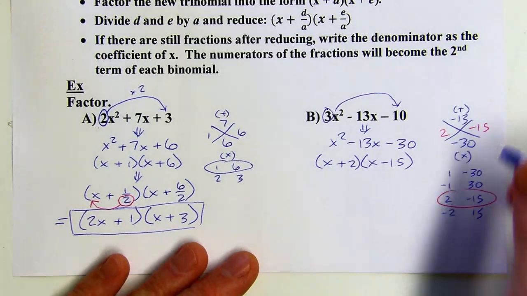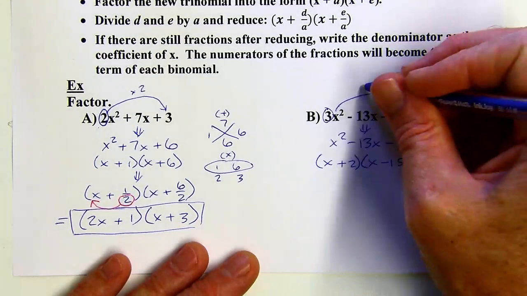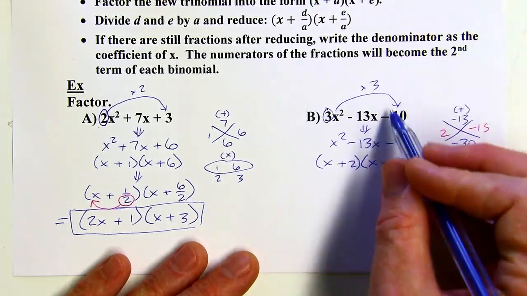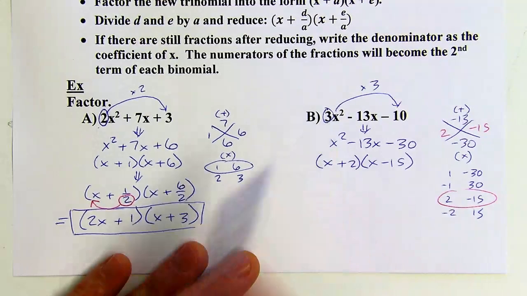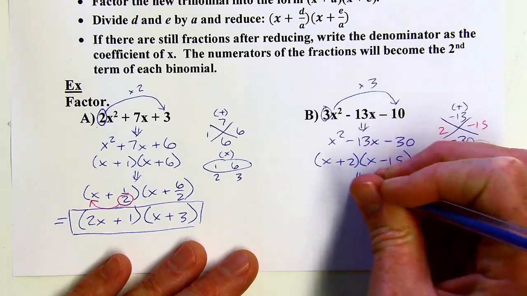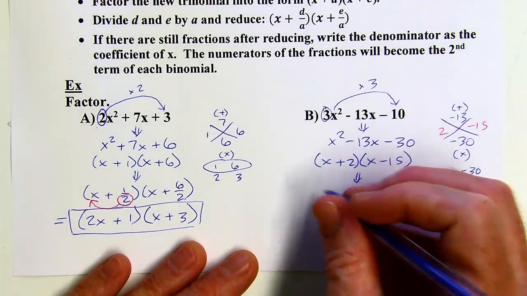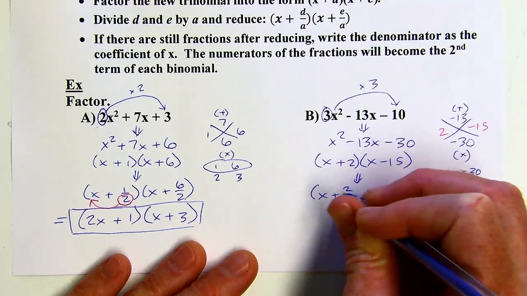But then you have to remember to undo what we did at the beginning. So in the beginning we multiplied by 3 since this a value was 3. So now I'm going to divide just the number parts by 3. So creating some fractions here.